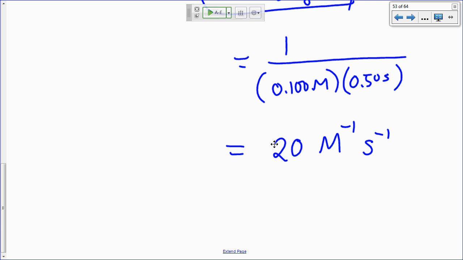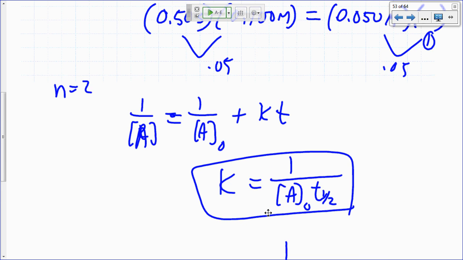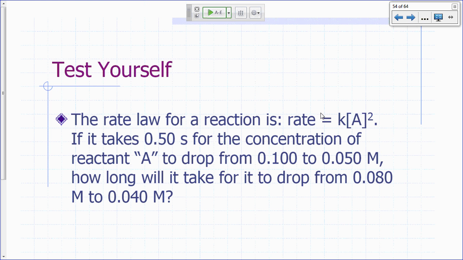Now, what if I were to ask you, what would be the concentration of A, let's say, 5 seconds later? Then you just plug in your k here, you plug in the time here, you plug in A naught, you can figure out 1 over A, and then just take the reciprocal of that. I think I have a problem similar to that right here.